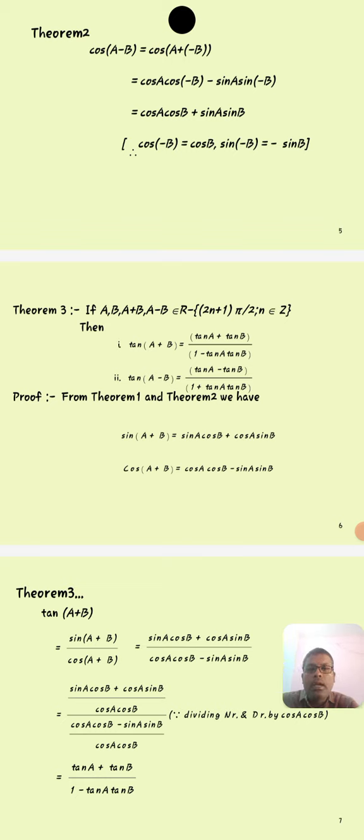Also, tan of a minus b is equal to tan a minus tan b divided by 1 plus tan a into tan b. We have to prove these two conditions, and these two conditions are very important. Using them we have to solve different types of problems in the exercise of the compound angles.